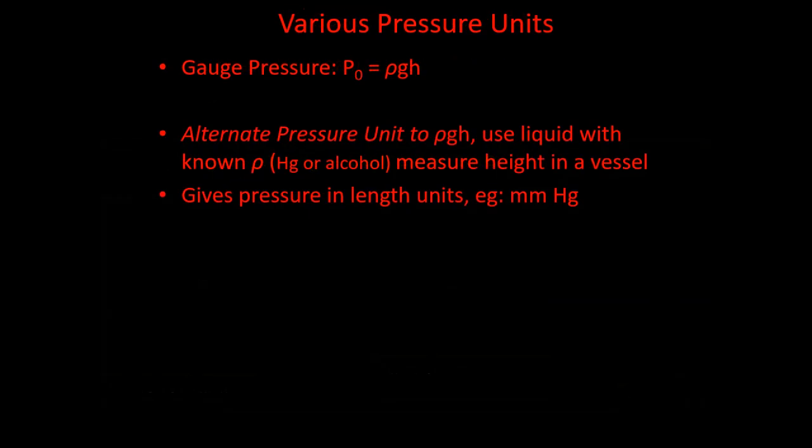But this does lead to various pressure units. Pressure gauges use different methods to measure pressure. So an alternate pressure unit to rho g h uses liquid with some known density, usually mercury or alcohol in the case of something like a barometer, to measure height in a vessel. With a mercury or alcohol barometer, you can look at the height of liquid, put grades on the side of that tube, see the height of the liquid and figure out the pressure. This is why when you look at things like the weather being reported, they often still quote millimeters of mercury, even though it's a very outdated unit.